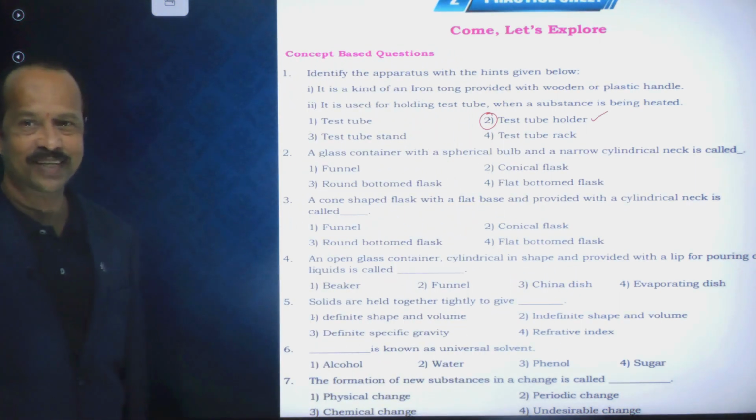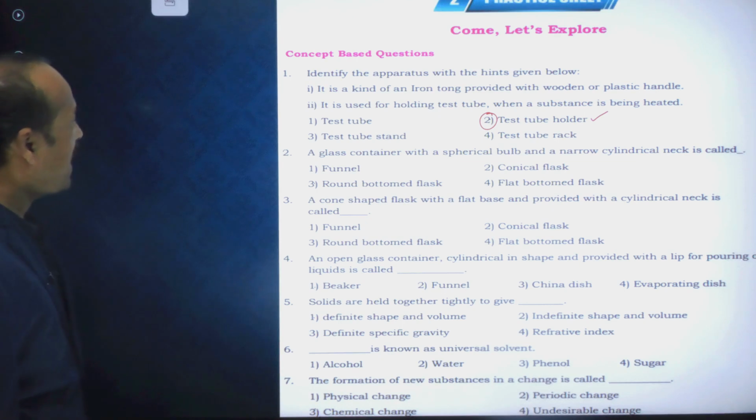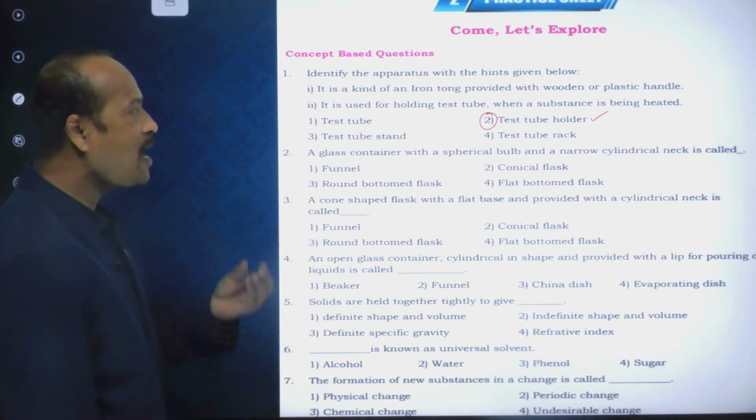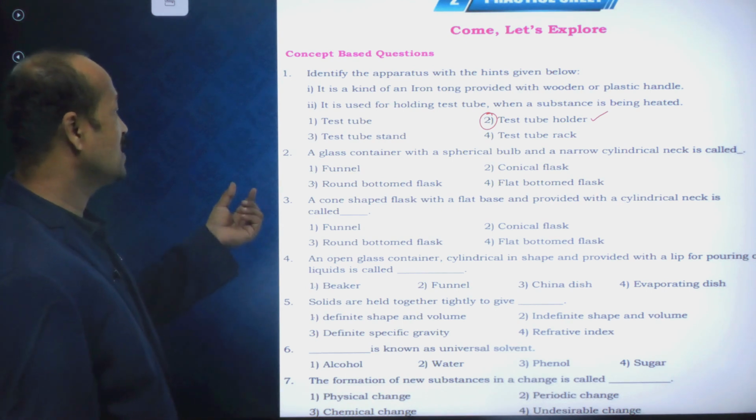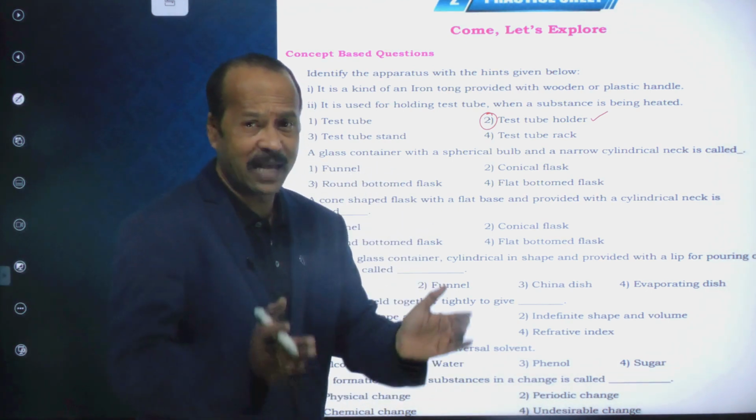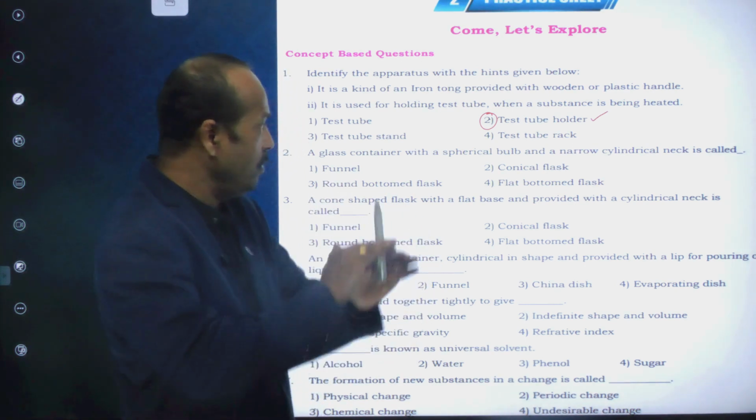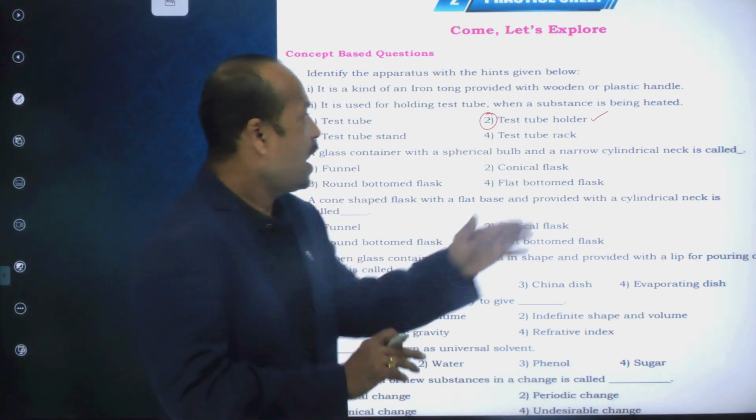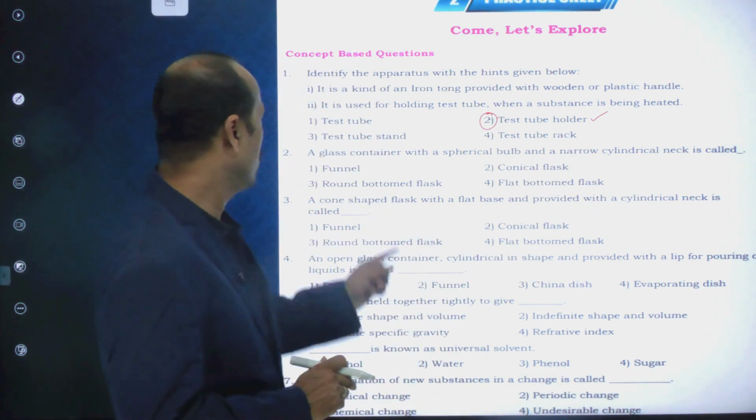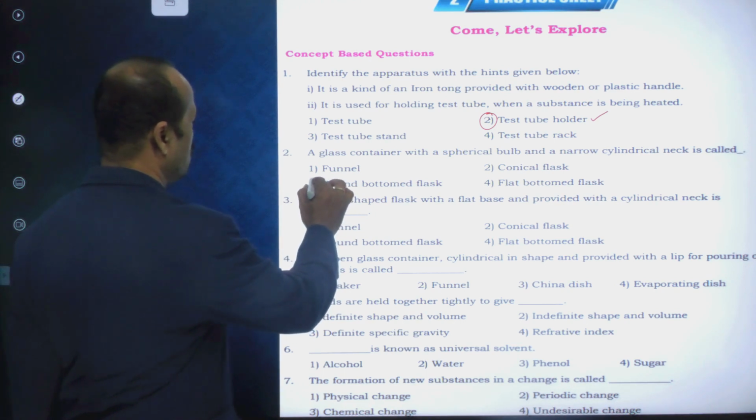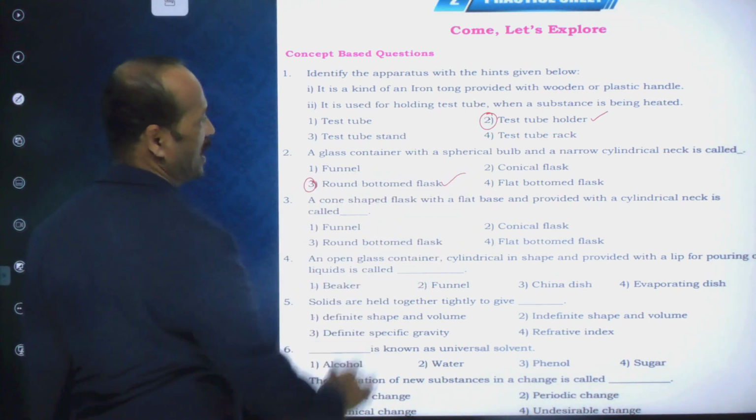Second one: a glass container with a spherical bulb and a narrow cylindrical neck. A glass container with a spherical, round bulb and a narrow cylindrical neck is called what? Funnel? No. Conical flask? No. Round bottom flask. So this is a round bottom flask.